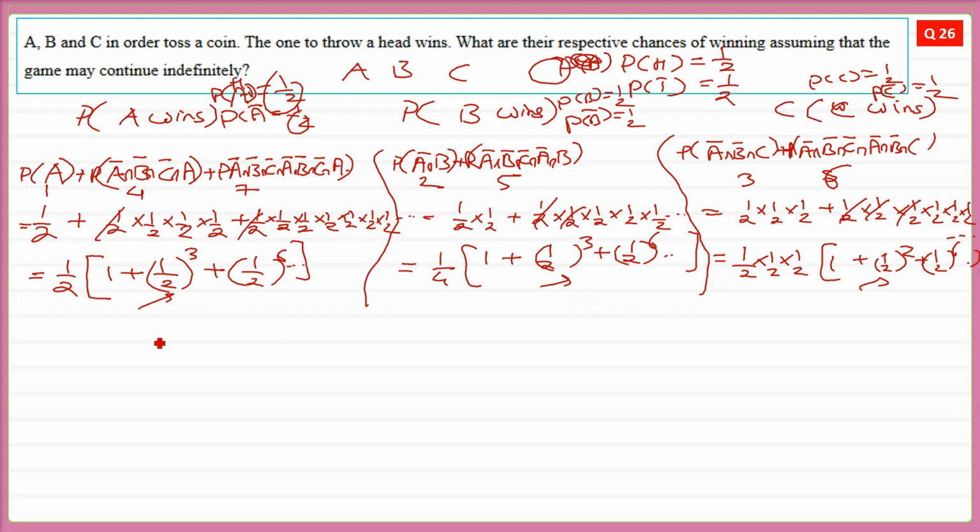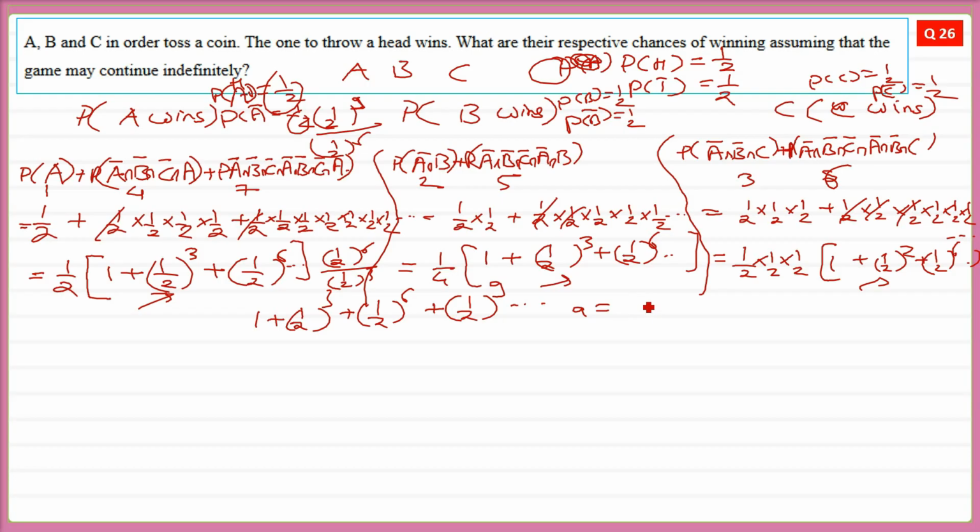I would have done it separately, but this wouldn't have given you a proper picture of what exactly we are trying to do. Now I'm doing the second part, which is 1 plus half cube plus half raised 6 plus half raised 9, and so on. If you divide any 2 consecutive terms, 1 by 2 raised 6 divided by 1 by 2 raised 3, or 1 by 2 raised 9 divided by 1 by 2 raised 6, every time you are getting 1 by 2 raised 3. So this a is 1 by 2 raised 3, which is 1 by 8. And the summation is 1 by 1 minus a, where a is the common ratio, which is 1 by 8. So 1 by 1 minus 1 by 8 we'll write.